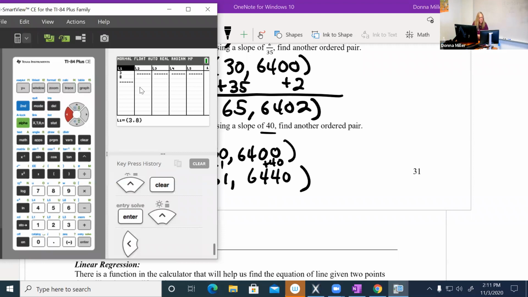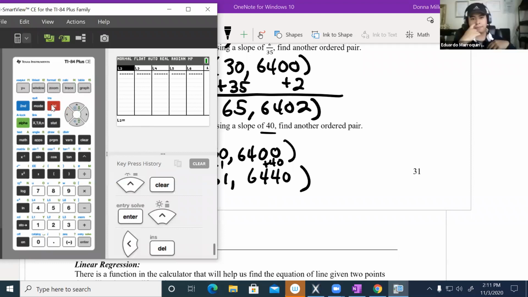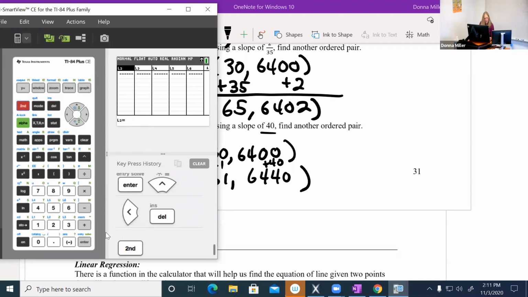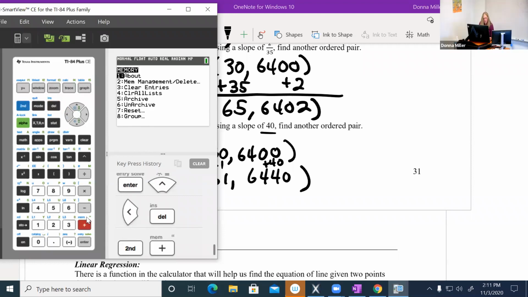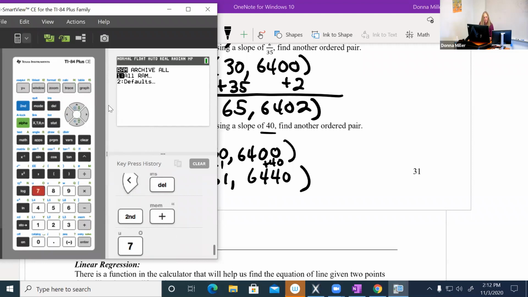All right, this is how you lose a list. You go up here, you don't hit clear, you hit delete. Oh, it's gone. My L1's gone, right? You see? So the only way to get it back is to reset the calculator. The way that you do that is you hit second memory. We want to go to 7, reset. Second memory 7.